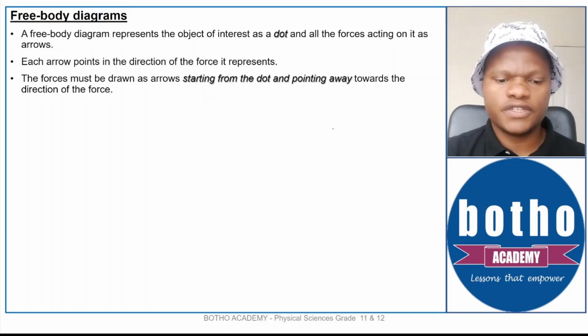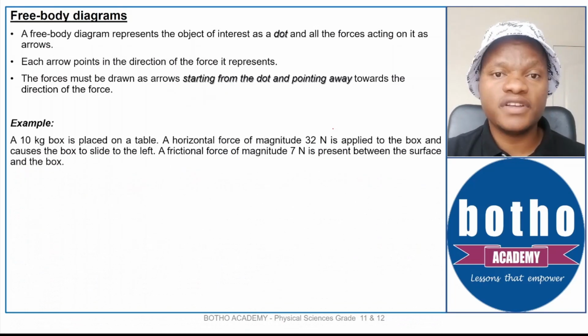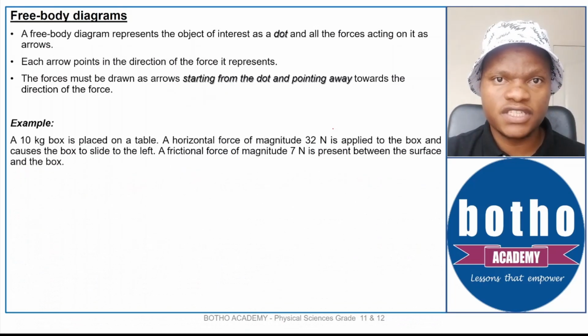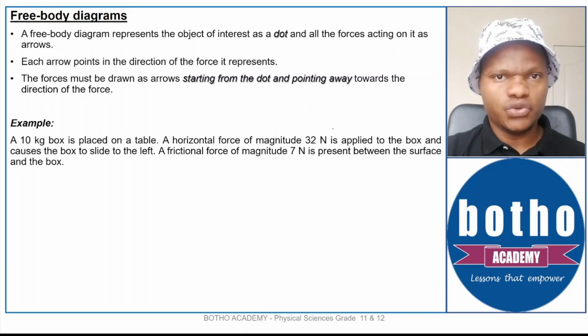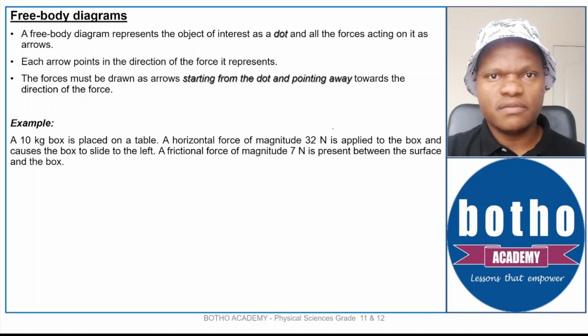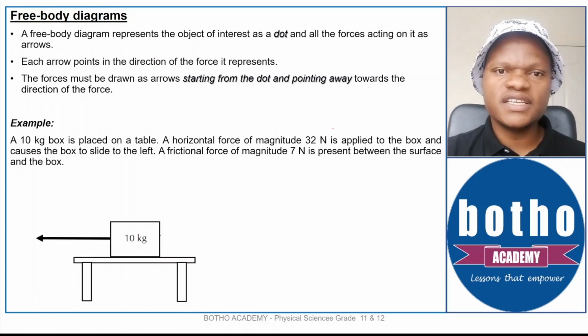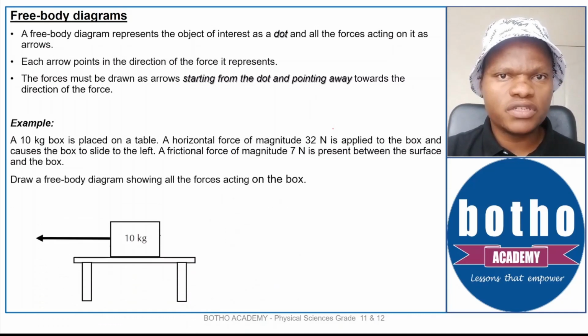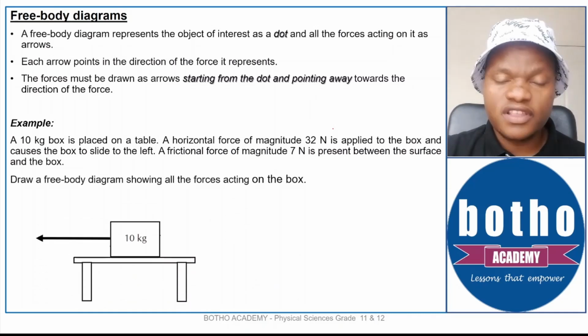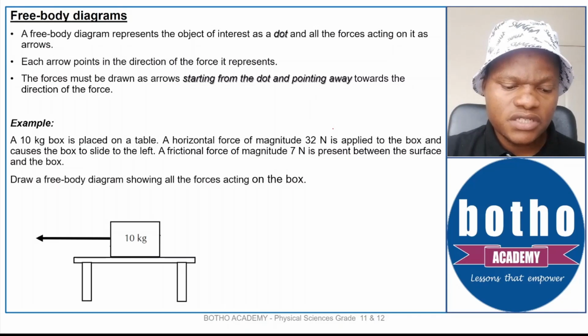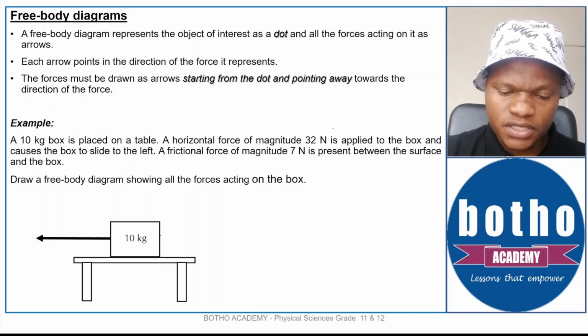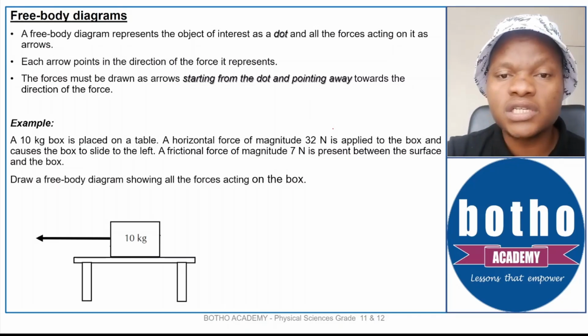Now let's use the very same example that we did with the force diagram, but now we are going to use that same example to draw a free body diagram. It's still the same box on a table. There's an applied force of 32 newtons, and there's a frictional force of 7 newtons, and so on. In this case, we are asked to draw a free body diagram showing all the forces acting on the box.